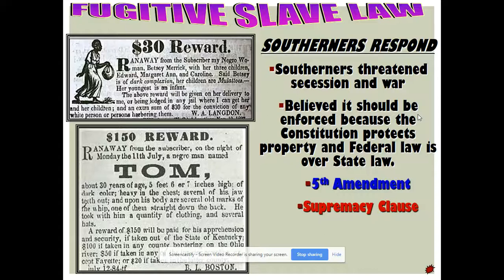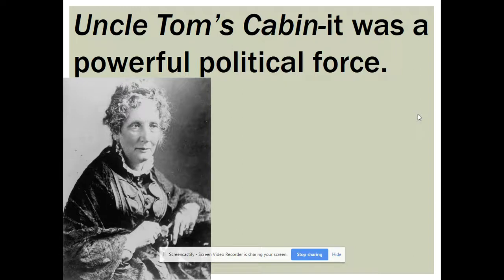They threaten secession and war, and they believe that it should be enforced because of the Fifth Amendment that protects private property, and the supremacy clause, that the federal government is supreme over state and local laws. And yet they're going to argue that state laws should supersede federal laws. It is hypocritical.